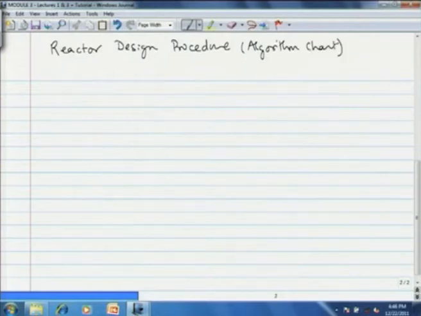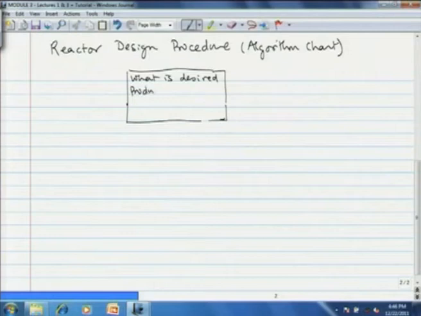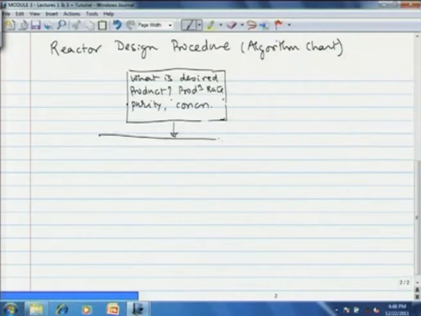Algorithm chart. First, we have to decide what is the desired product, then what is the production rate, what is the purity level, or in some cases what is the concentration of that particular product. Once we close down on this, then we have to choose a particular reaction for the process.